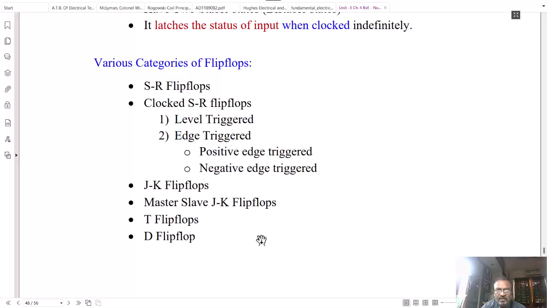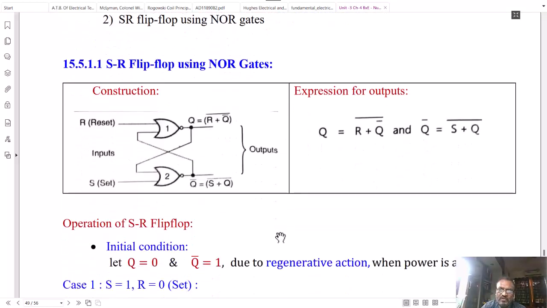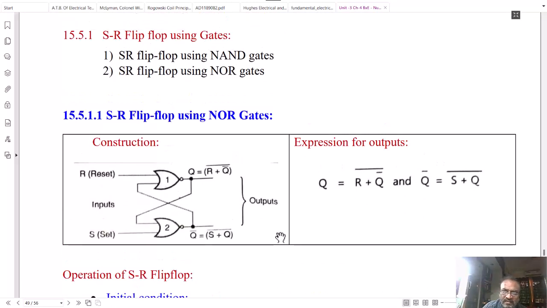The T flip-flop toggles the state on every edge, say the positive edge of the clock, and therefore it toggles in every cycle on the positive edge of the clock. The D flip-flop latches the data input at the output when the clock is applied and holds the data at the output indefinitely as long as the next clock is not applied.